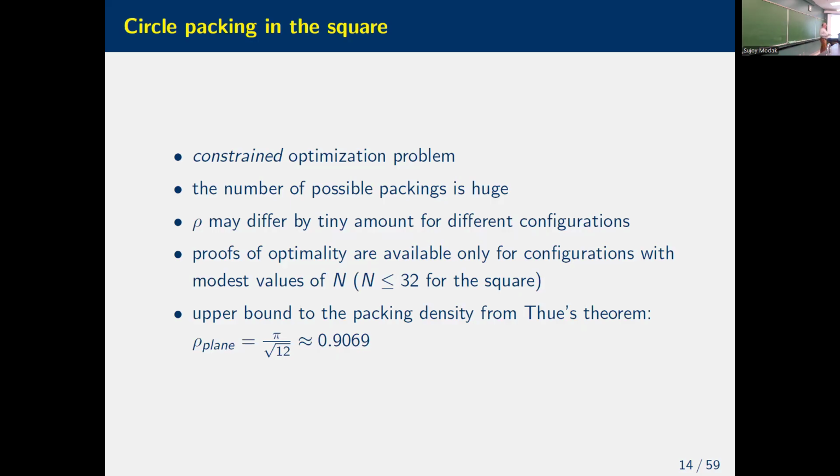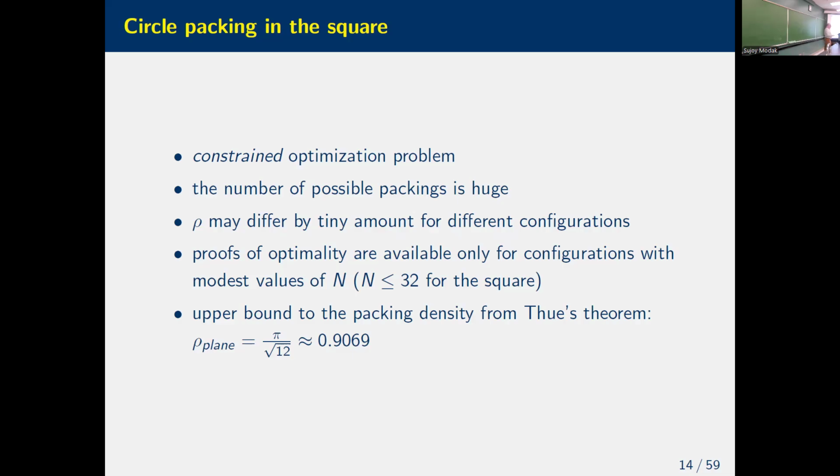First, it is a constrained optimization problem, which means it's not just a problem of optimizing. I also have to fulfill some constraints, which makes the problem a little bit hard. The number of possible packings is also very large, it's huge, so that makes the problem difficult. Another difficulty is that there are configurations that can vary by tiny amounts of packing fraction, and if you look for the global maximum, that's also challenging.